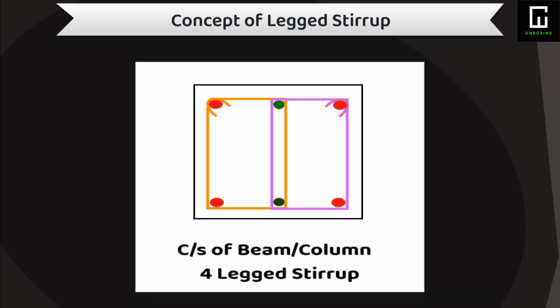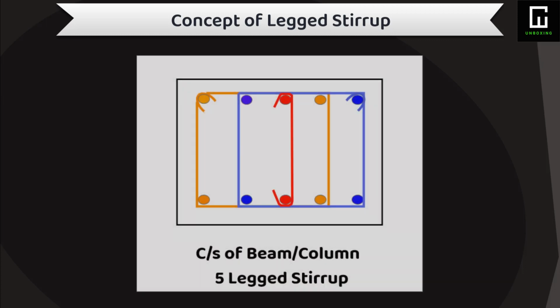Similarly, in the fourth type of cross section, we can say that it has 6 bars and it is connected with 2 stirrups. Each stirrup is divided with 4 bars. So here also we can see that there are 4 vertical legs of stirrups. That is why we can say that here is the connection of a 4-legged stirrup.